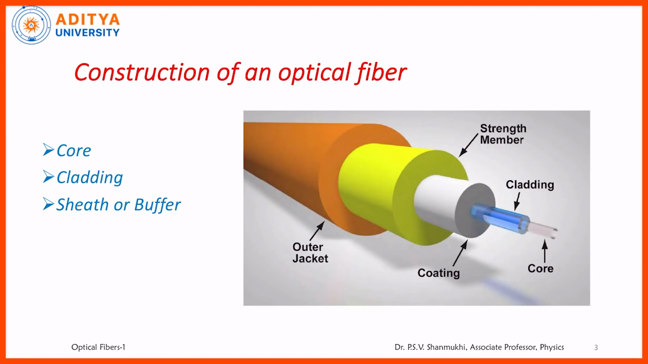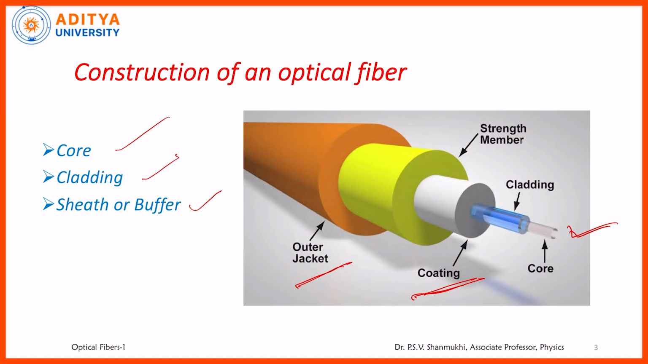So coming to the construction of an optical fiber, every optical fiber essentially contains three major parts. First one is core, then cladding, and the sheath or buffer. These are three coaxial cylinders. The inner cylinder is called core and the outer one is called cladding. This is the cladding material, and the outer jacket or sheath provides only mechanical strength to the cable. The most important regions are core and cladding.